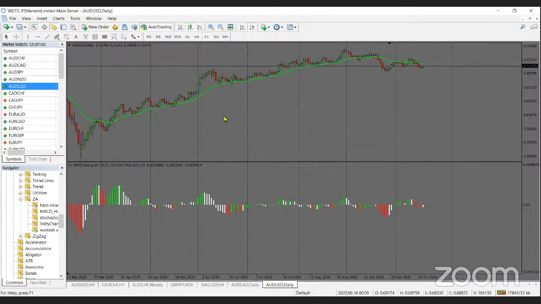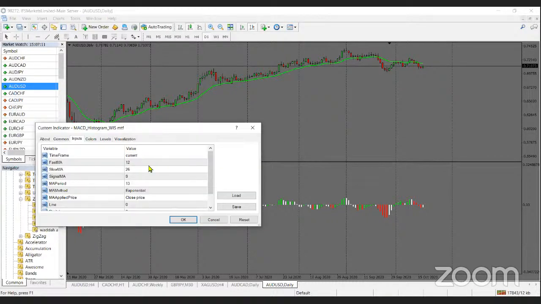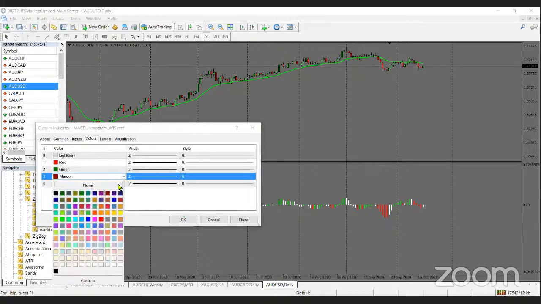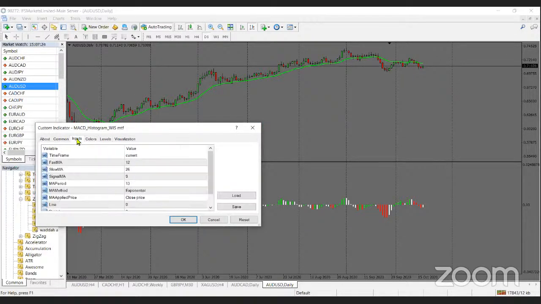There are many MACD indicators on the market. One reason why I decided to share this one is that it happens to be a multi-time frame MACD. That means if you make your decision to trade on the daily time frame, you can actually go down all the way to H1. I'll just keep this as default there.